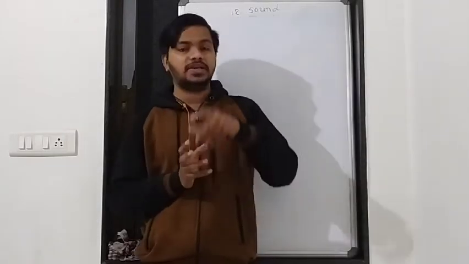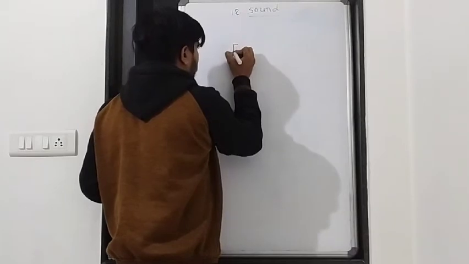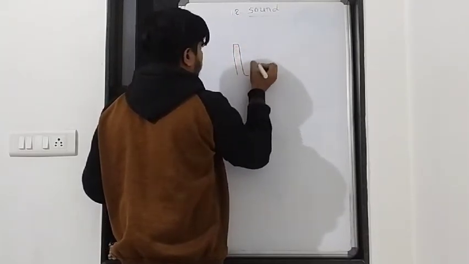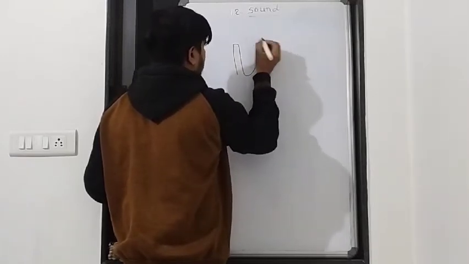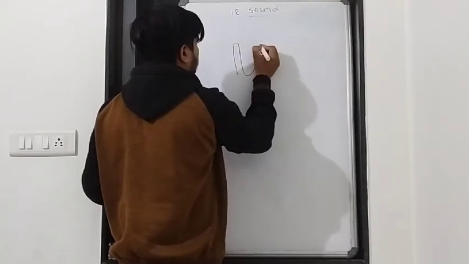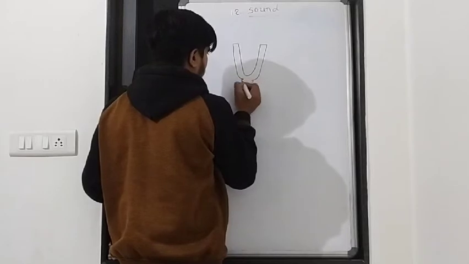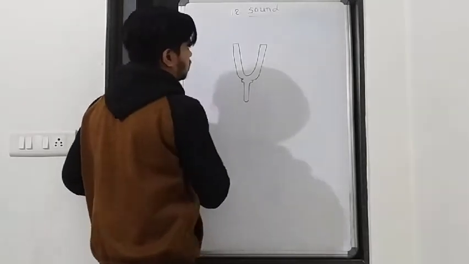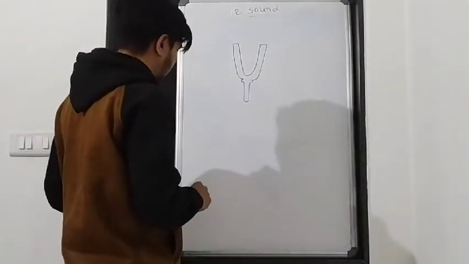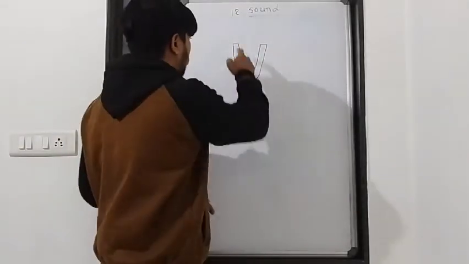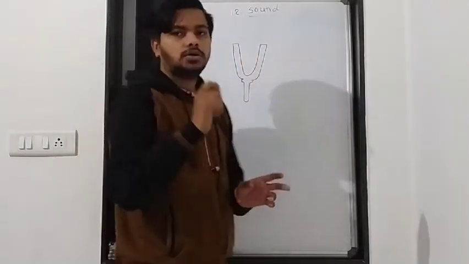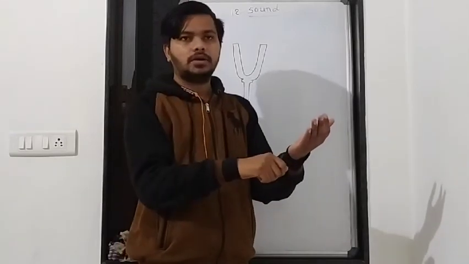There is one activity given to you in this chapter, that you have to take one tuning fork, right? Just strike one of its prongs on a rubber pad. A tuning fork is like that. It's a tuning fork, made up of metal. So whenever you strike one of the prongs, this one or the other, on a rubber pad, like that, it vibrates.